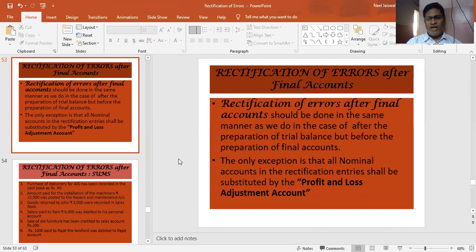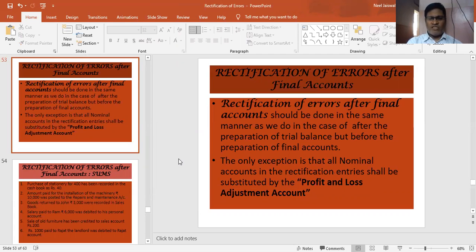Like, suppose rent to cash is the adjustment, then we will write profit and loss adjustment account debit to cash. Suppose the adjustment entry is Ram to wages, then Ram account debit, because Ram is a personal account, but instead of wages we will write profit and loss adjustment account.